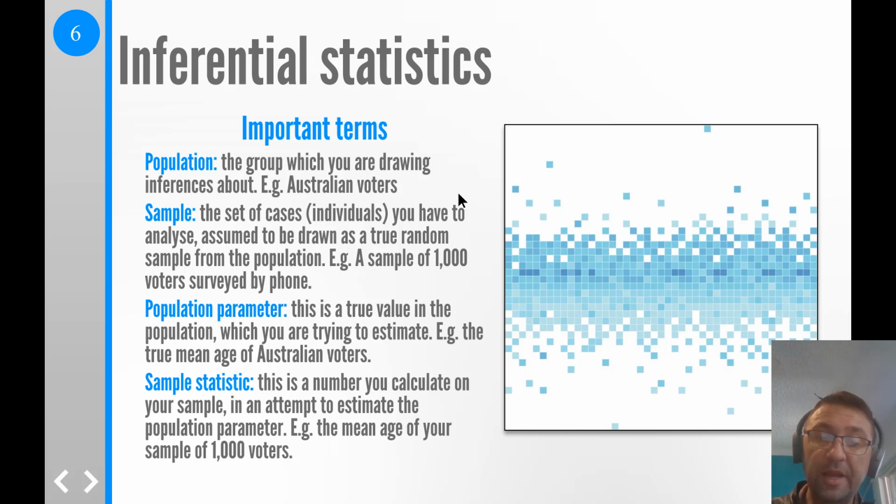And then our estimate of it is what's called the sample statistic. So this is the number you calculate on your sample in an attempt to estimate that population parameter. So it might be the mean age of your sample of 1,000 voters. Okay, fine. That's pretty straightforward. So population, sample, population parameter, sample statistic. These are parallel concepts.